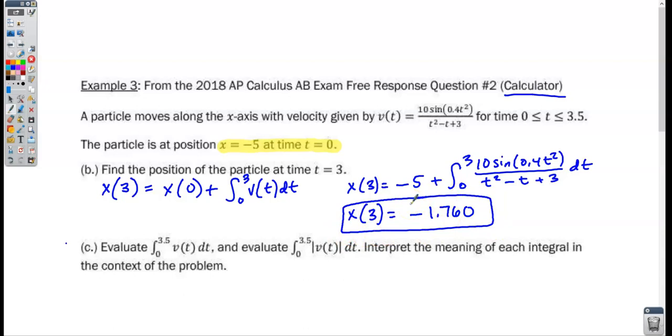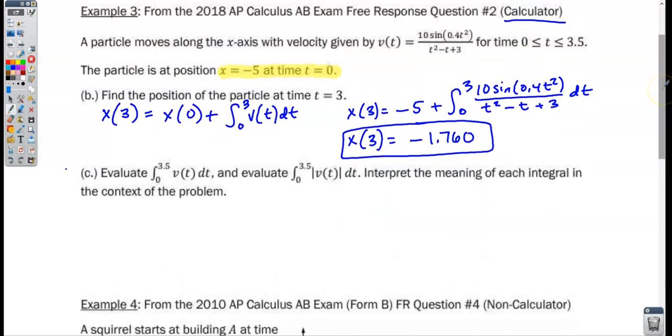Alright, part C. Evaluate the integral from 0 to 3.5 of v of t dt, and evaluate the integral from 0 to 3.5 of the absolute value of v of t dt. Interpret the meaning of each integral in the context of the problem. So first I'm going to go ahead and calculate these. And again, this is a calculator active problem, so I can go ahead and just type that into my calculator.